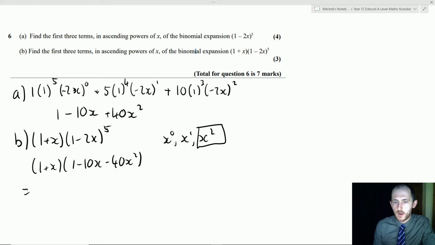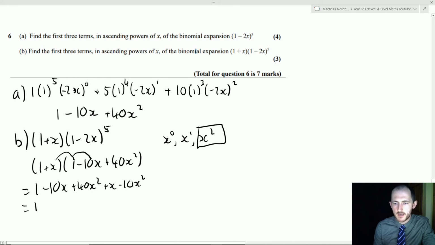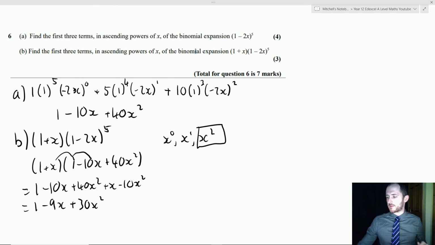So this 1 is going to times everything in that bracket. So we have 1 times 1 minus 10x plus even 40x squared. Then the x is only going to times the first 2 things, because the third thing will make it x cubed. So we have plus x minus 10x squared. Now simplify. 1 minus 10x plus x gives me minus 9x. Plus 40x squared minus 10x squared gives me plus 30x squared. I'm done. Bonus 3 marks in not too long, I think.